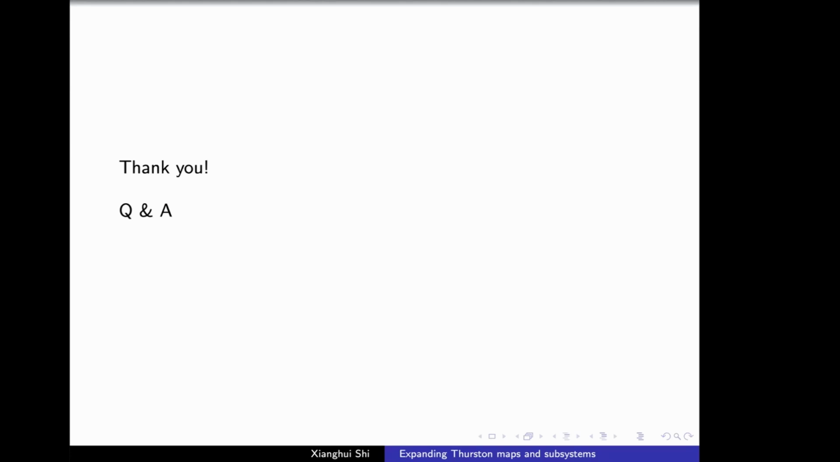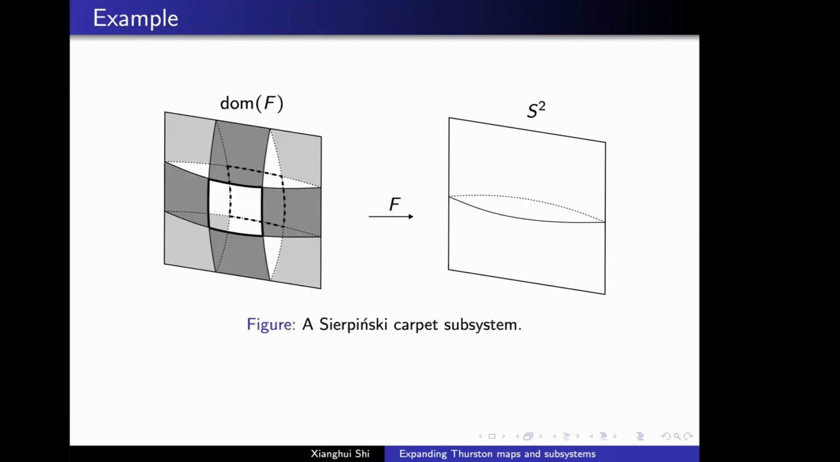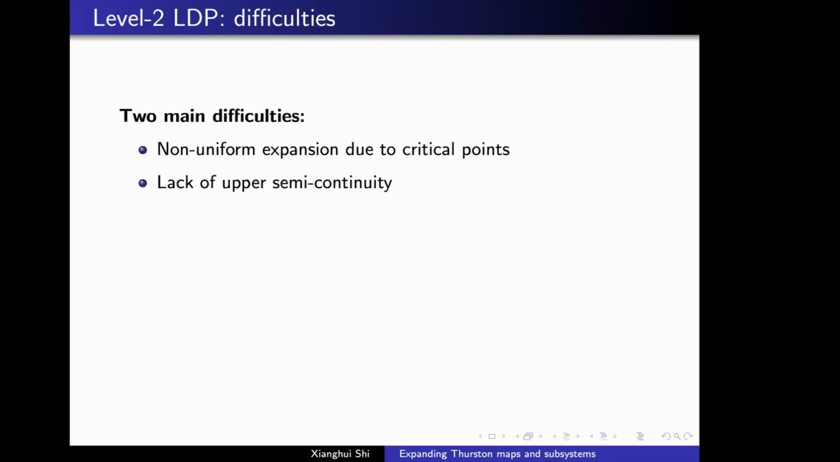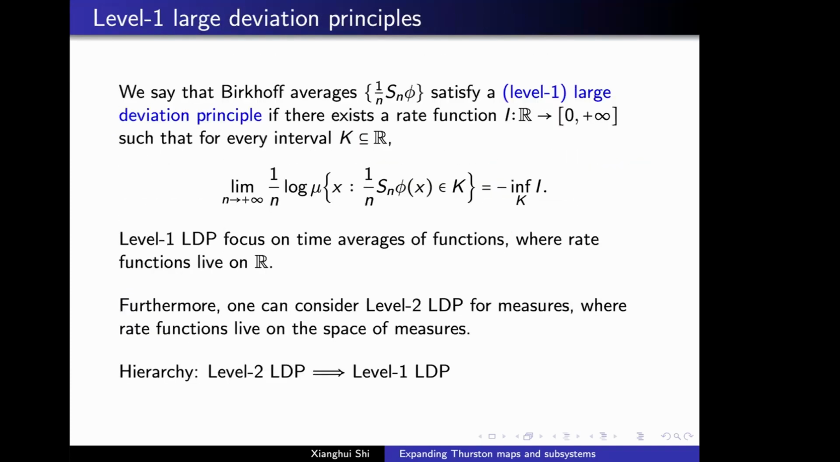Can you go back to these level 1 large deviation principles where the rate function occurred? Yeah, this one. I'm a little bit confused. If the set K contains the Birkhoff average, what is the rate function there, infinite, or what happens with the rate function? Right? Roughly, it's okay.